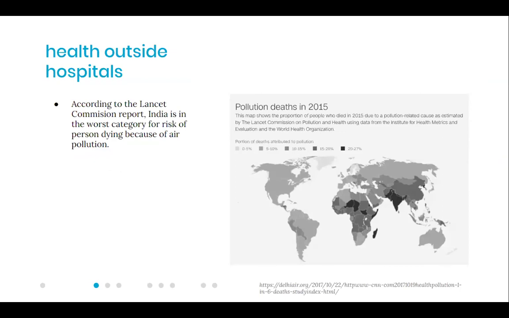And he also refers to the Lancet Commission report that came out in 2015 on pollution and health. And you can see from this map that India is in the worst category when it comes to risk of people dying because of air pollution.